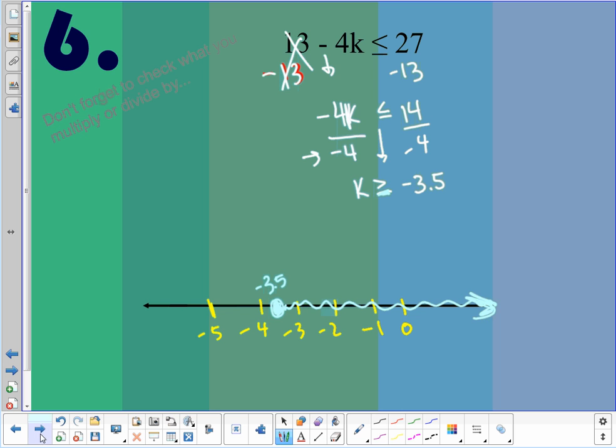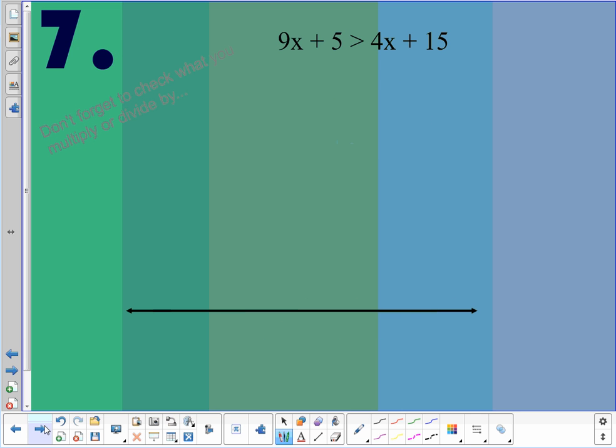All right, next one. 9x plus 5 is greater than 4x plus 15. No distribution, but variables on both sides, so I'm going to fix that. Subtract the 4x to move it over. 9x minus 4x is 5x. Subtract the constant. 5x is greater than 10.